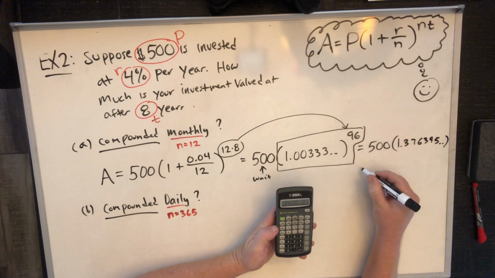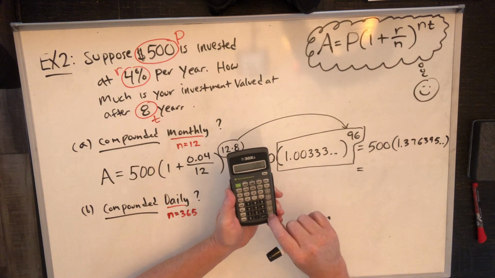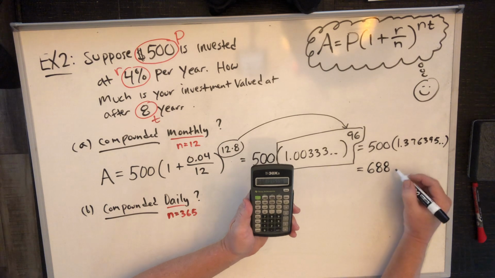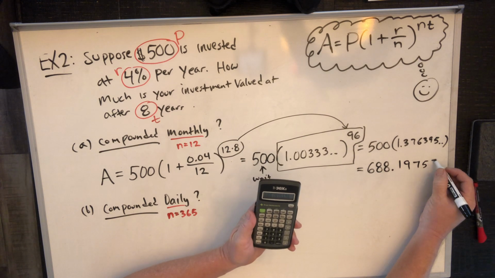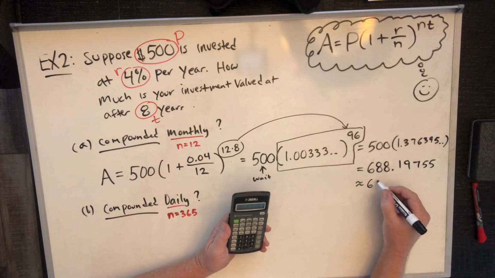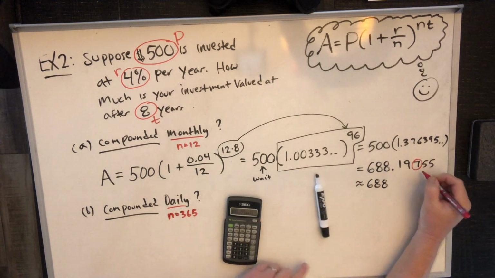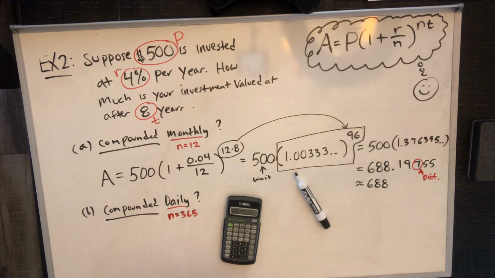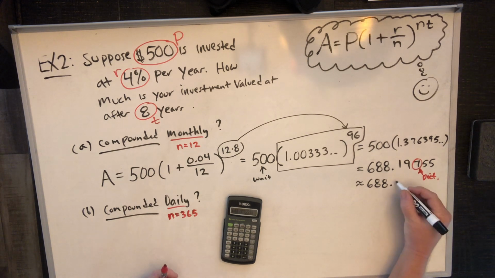1.376395. Don't do any rounding yet until after you've multiplied by 500. Then you can do your rounding. If you try to round it too soon, you'll typically end up with some kind of a mistake. Now we can do our rounding, $688. Look for your decider. Your decider is the 7, so that is definitely larger than 5. So we're going to round that up to 20 cents.